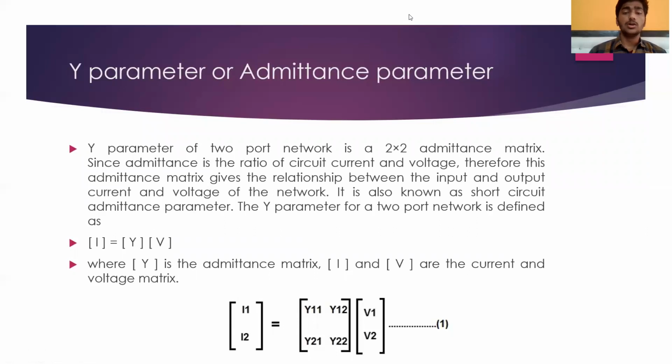The Y parameter of a two-port network is defined as: matrix I is equal to matrix Y into matrix V, where matrix Y is the admittance matrix, and I and V are current and voltage matrices respectively. Here we can see below, I1, I2 are the currents, Y11, Y12, Y21, Y22 are the admittances, and V1, V2 are the voltages.